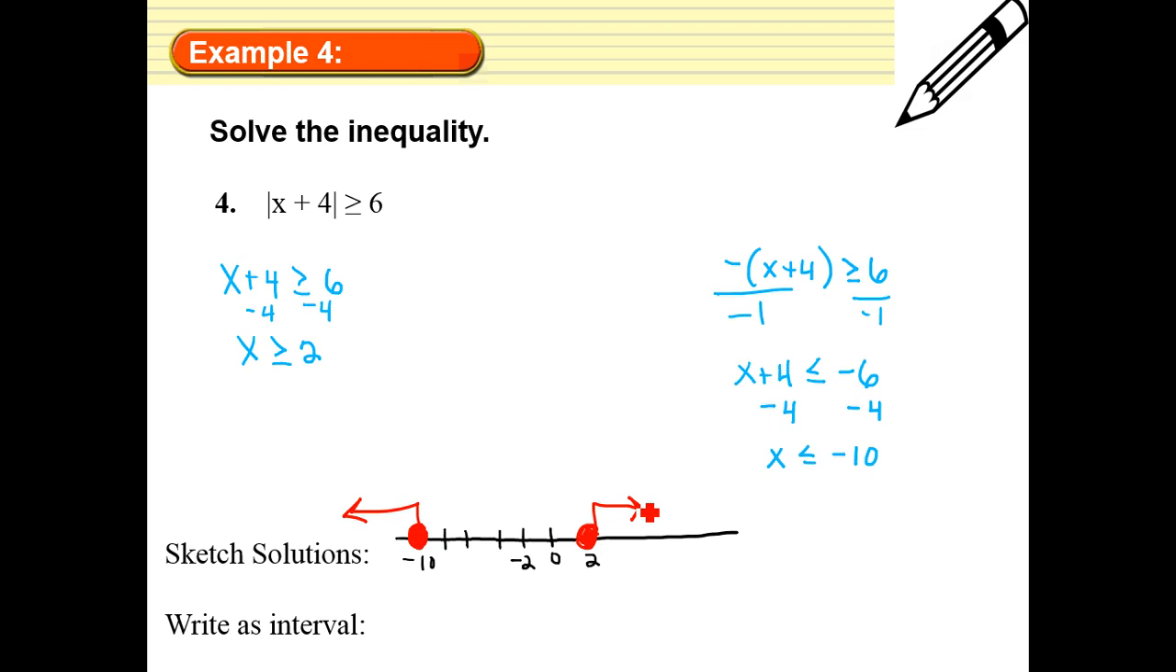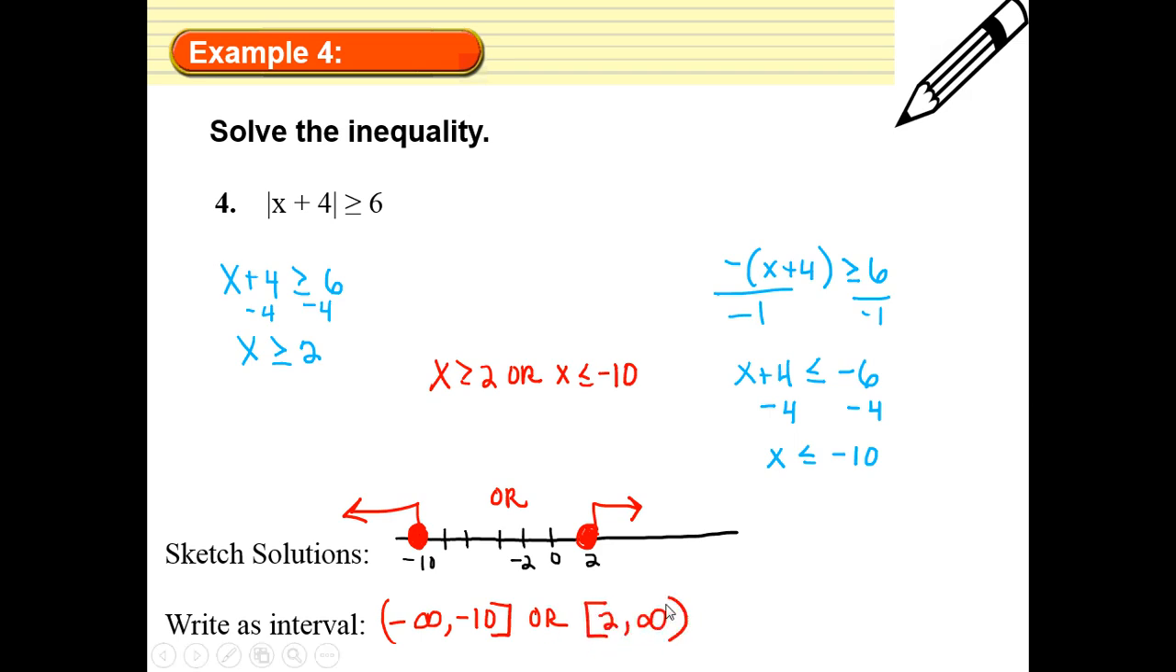So we have two arrows going in opposite directions, so that tells me it's an or. So it would be x is greater than or equal to 2 or x is less than or equal to negative 10. Now to write that in interval notation: negative infinity to negative 10. Remember the negative 10 would be included, and then the 2 would be included to infinity as well.